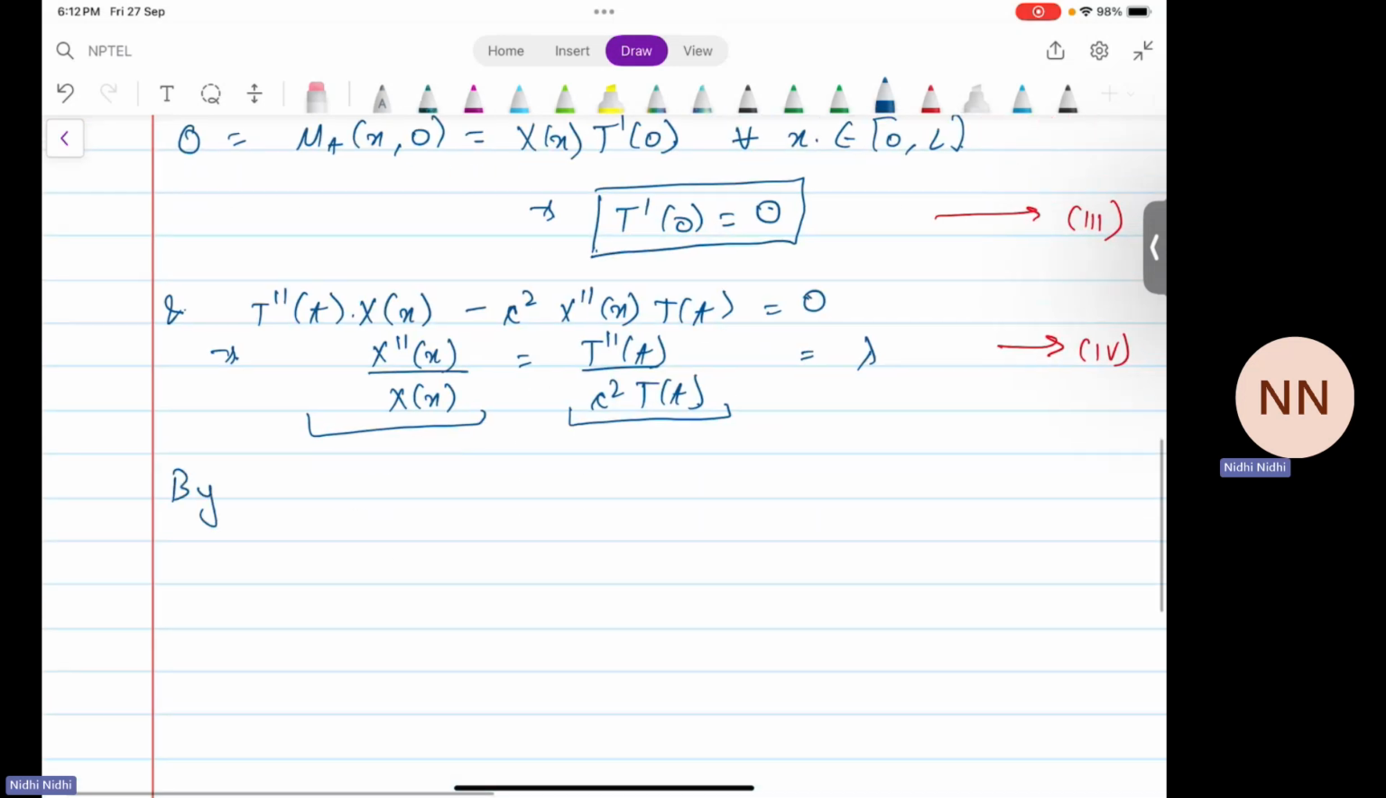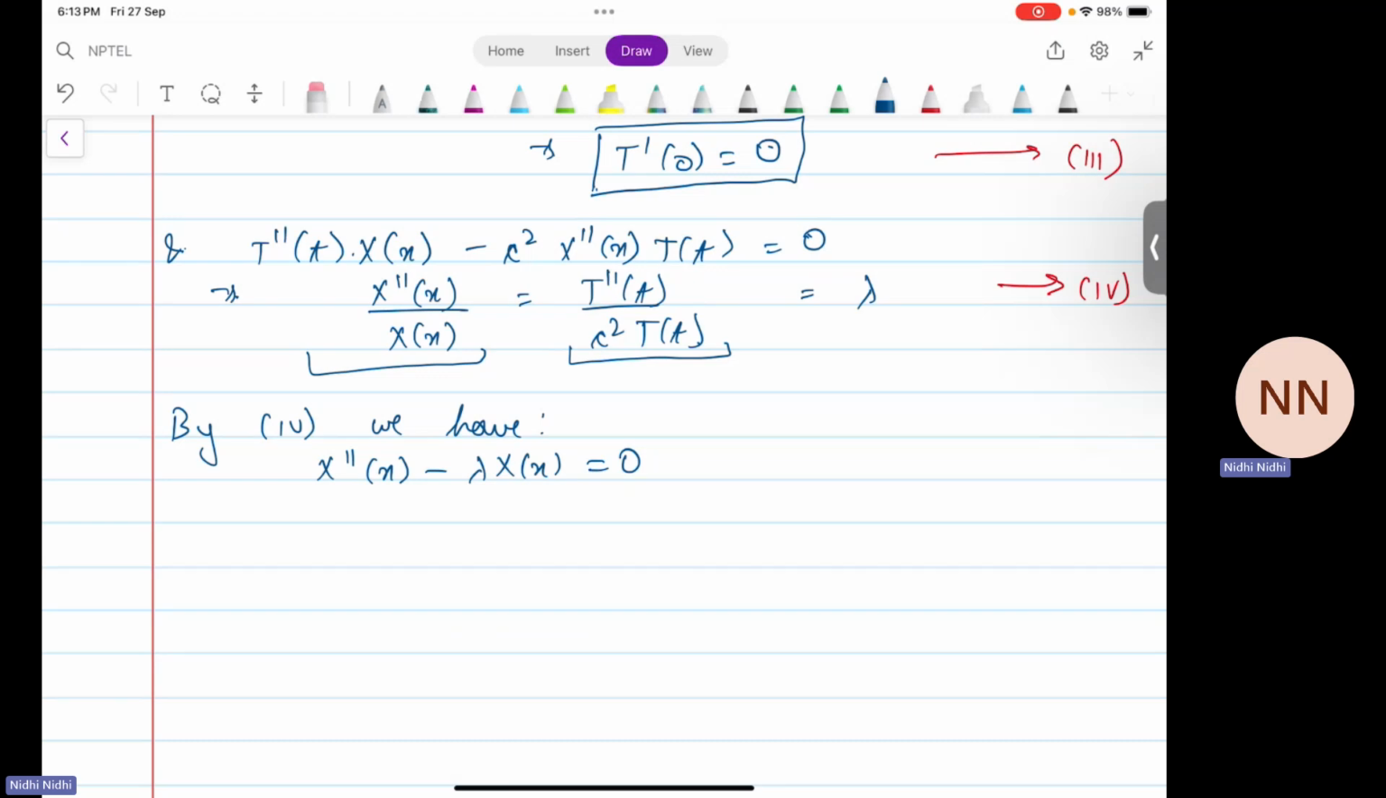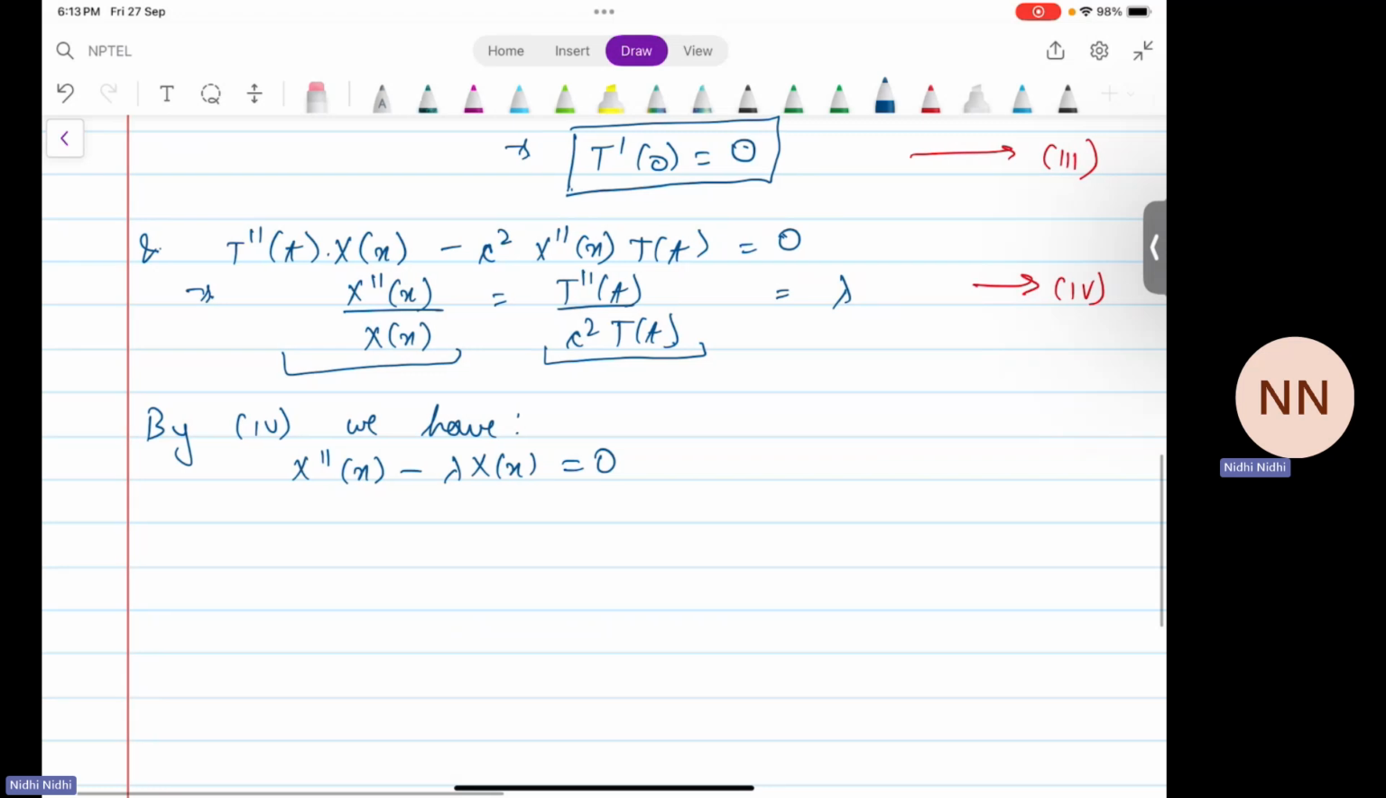So by 4, we have X''(x) minus lambda X(x) is equal to 0. Now this is a second order homogeneous linear differential equation. We can solve it by finding the auxiliary equation. So here its auxiliary equation is r square minus lambda equals 0, which implies r square is equal to lambda. Now we'll see what happens for different cases of lambda: when lambda is positive, lambda is 0, and lambda negative.